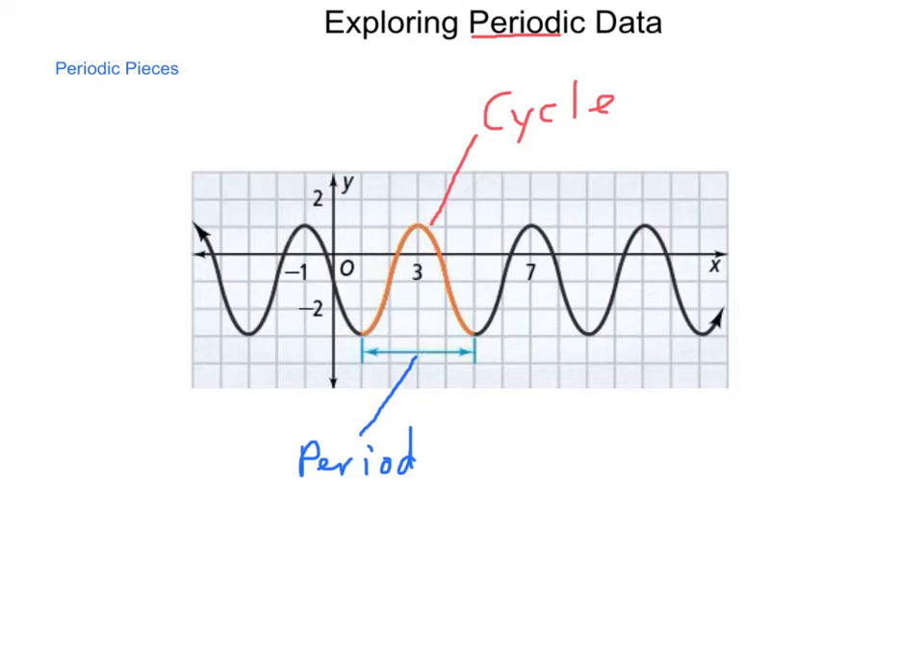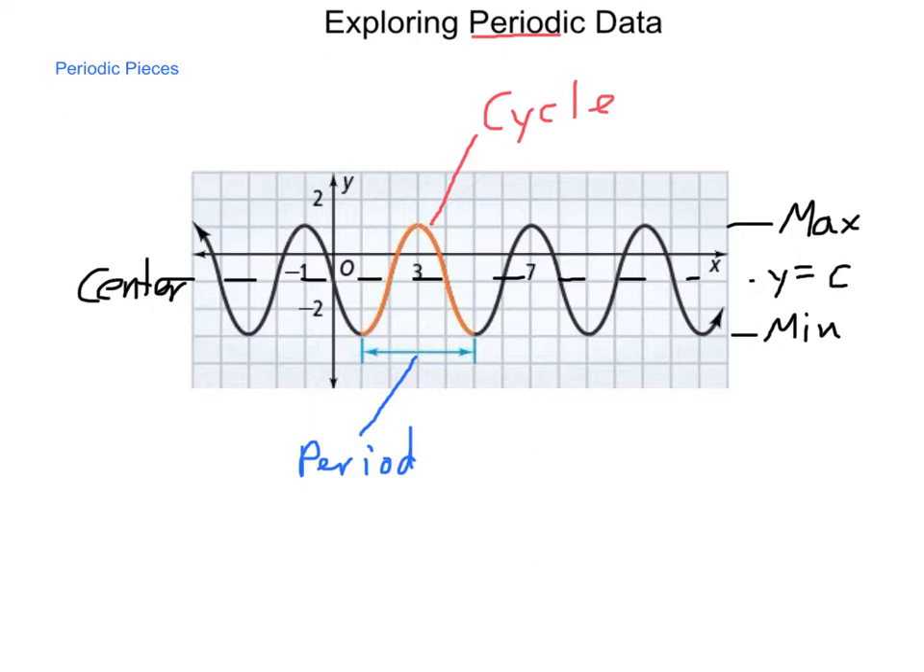Now with each period, you have some other characteristics. You will have a center line of values, and the center line is exactly at the midpoint between the maximum and the minimum. Our maximum value is here, and our minimum value is here. The equation of the center line will always be of the form y equals a constant number, so I'm just going to call it c.